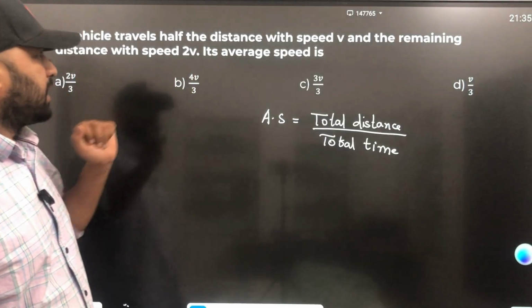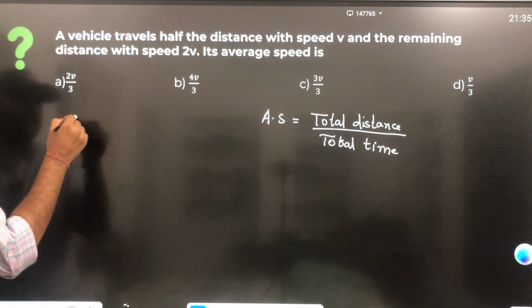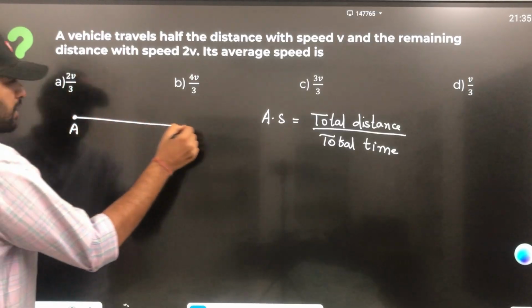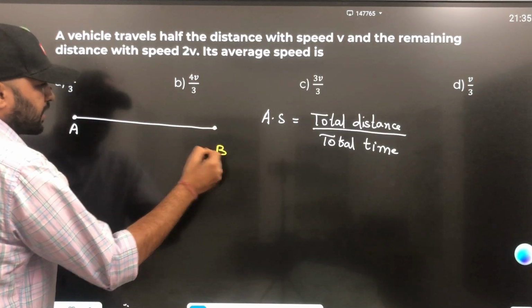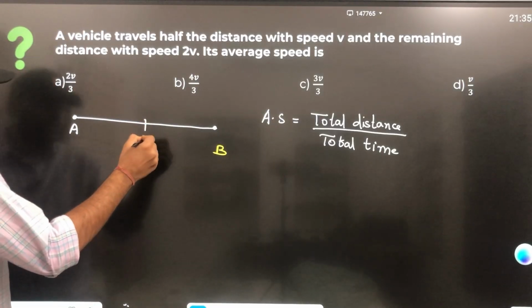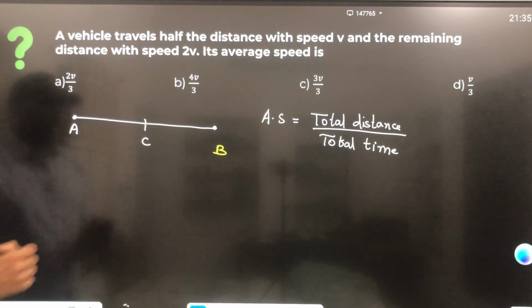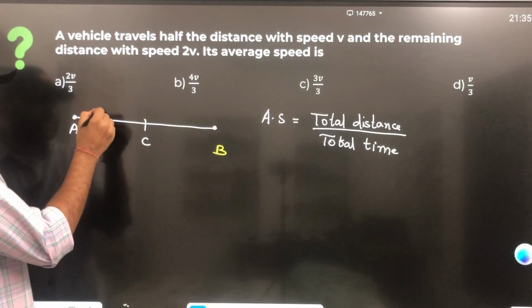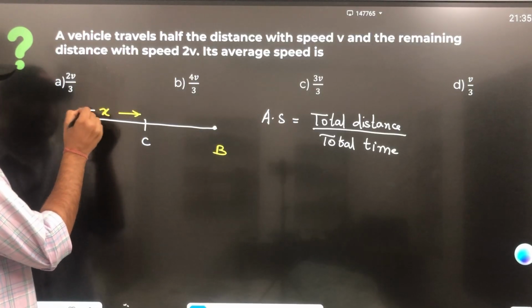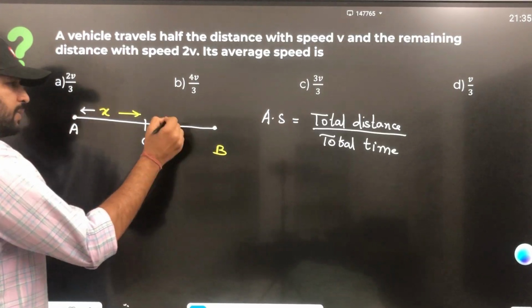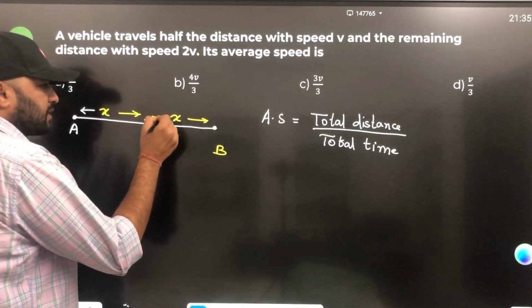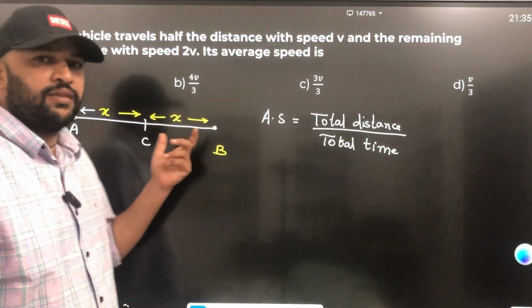So over here the particle is going from any point, let's say A, to any point B. In between, it's splitting the whole journey at point C. While going from A to C, it is covering a distance x, and while going from C to B, it is covering another distance x. Why are both of them equal? Because it is given in the problem, right?